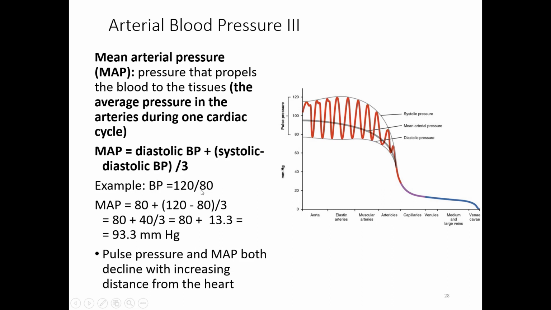So if your blood pressure is 120 to 80, first, diastolic blood pressure would be 80. Systolic minus diastolic blood pressure would be 120 minus 80, that would be 40. 40 divided by 3 would be 13.3, plus diastolic, plus 80, would be 93.3 millimeters of mercury. Pulse pressure and mean arterial pressure both decline with increasing distance from the heart.